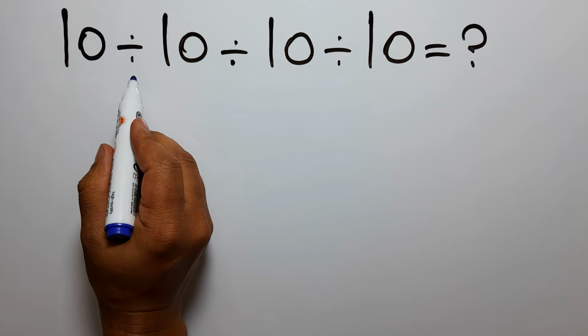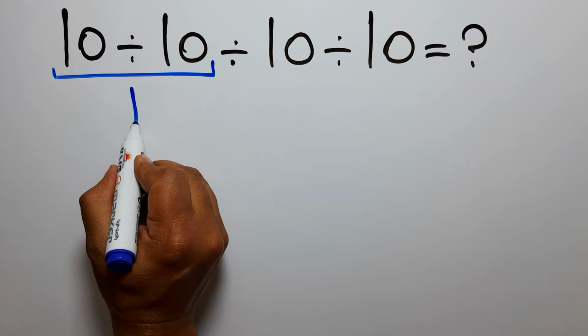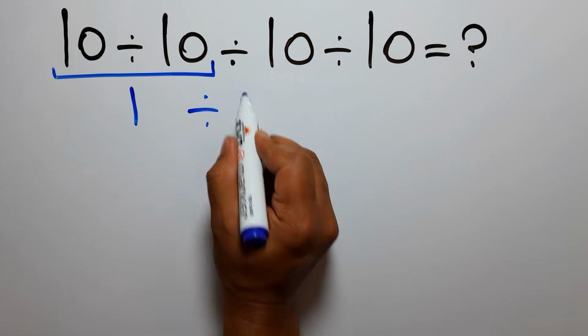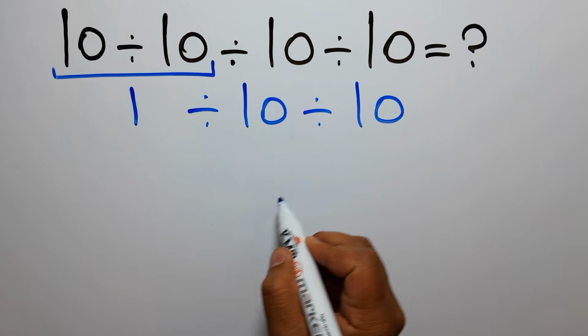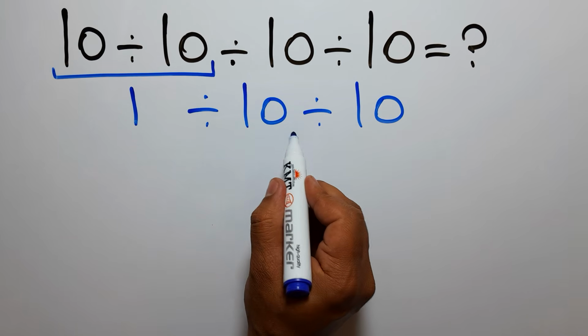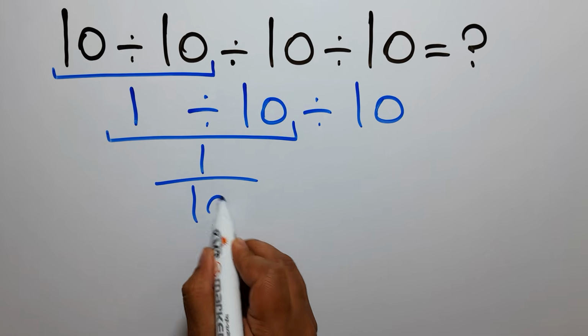So first we have to do this division. 10 divided by 10 gives us 1. So we have 1 divided by 10 and again divided by 10. Now we have to do this division. 1 divided by 10 can be written as 1 over 10.